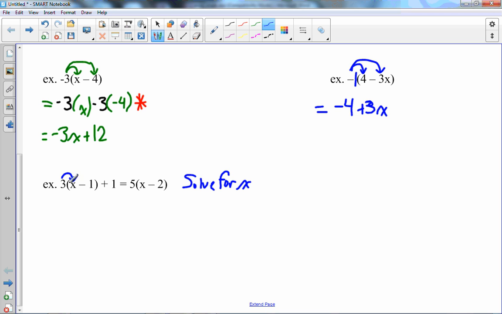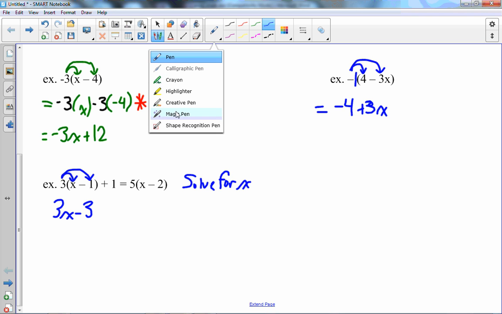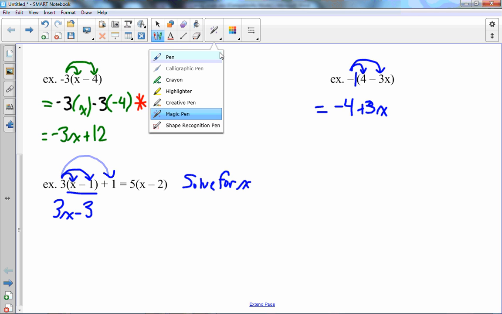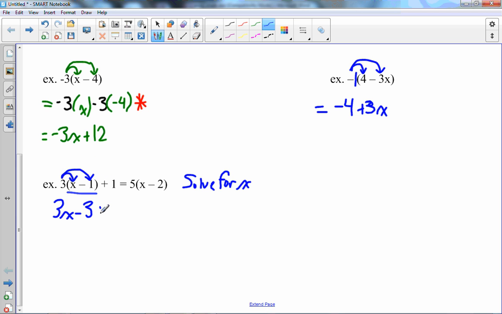So brackets, well, we can't simplify within the brackets here, and there's no exponents. But there is multiplication that we could do. The 3 times the x and the 3 times the negative 1. Well, that's going to give me 3x minus 3. Now recall, as I was saying, with the distributive property, I cannot take this 3 and multiply it by 1 because they are not inside the brackets here. So this is just still 3x minus 3, then plus 1.